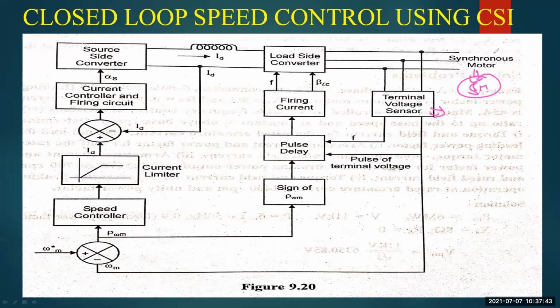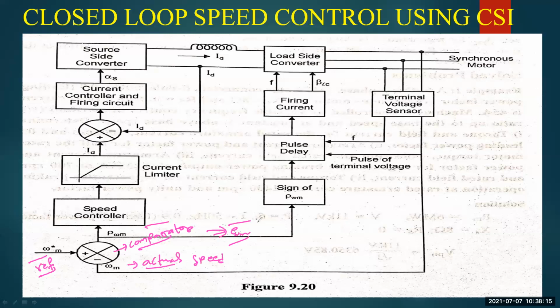So this actual speed is called omega m. The actual speed omega m and a reference speed, this is called reference speed omega m star. By using the comparator, it gives a speed error, the speed error omega m.